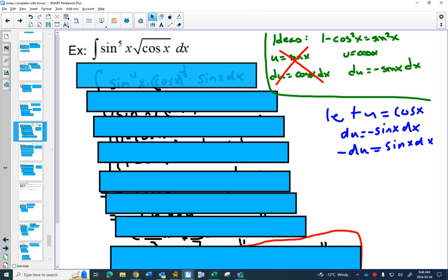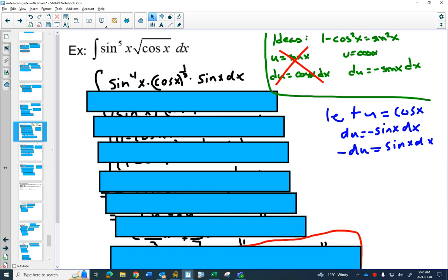So now I'm going to rearrange. I'm going to take one of the sine x's and put it with dx, because then it matches up nicely and I can replace it with a negative du. So writing this inside the orange box is going to be nice because that will substitute with the negative du. That leaves me with a sine to the 4 and a cos x to the half.